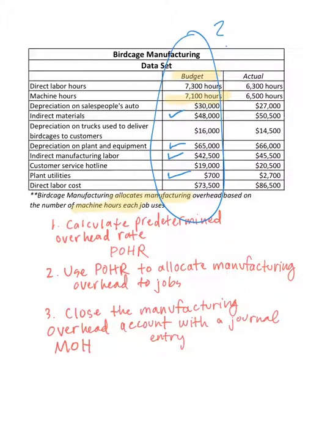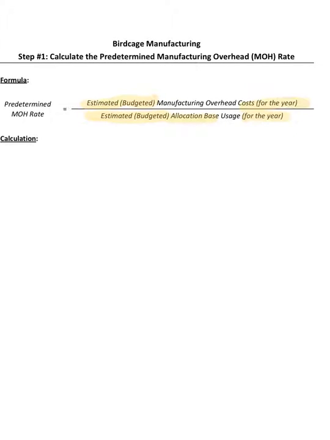None of the other items are overhead. Those are all period costs because they don't relate to the factory. Or, in the case of direct labor here, that's actually one of our product costs. So when you add up the four things that I just put a checkbox next to, you get total budgeted overhead of $156,200. Okay, now I'll go back over here and we'll calculate the predetermined overhead rate.